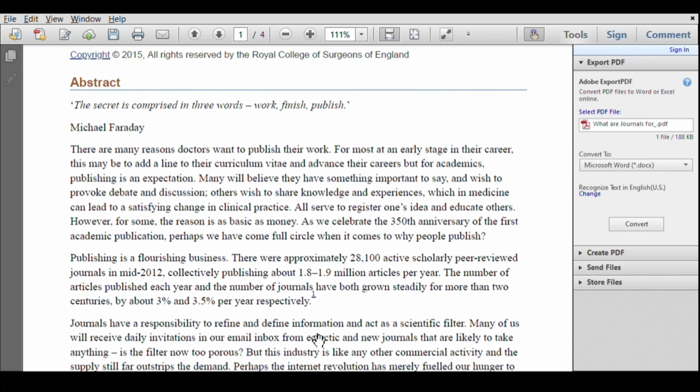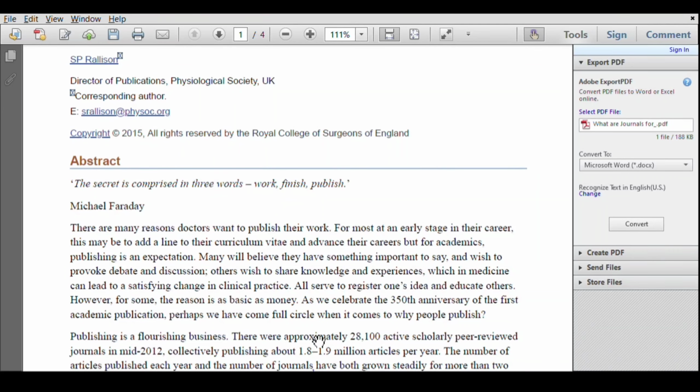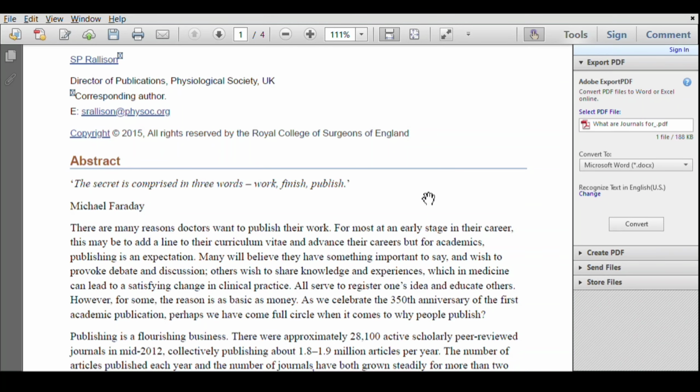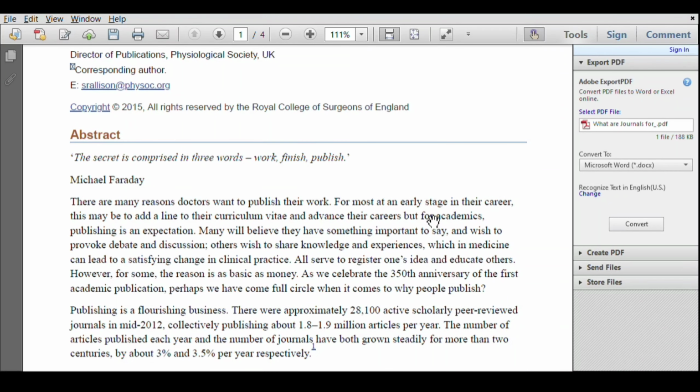And last, set the reading goals. In here I have only 3 reading goals. For the first is to know what a journal is, to be able to find out what the basic function of the journal is, and the last, to fully understand the history and development of journals. And the next is about questioning and reading.